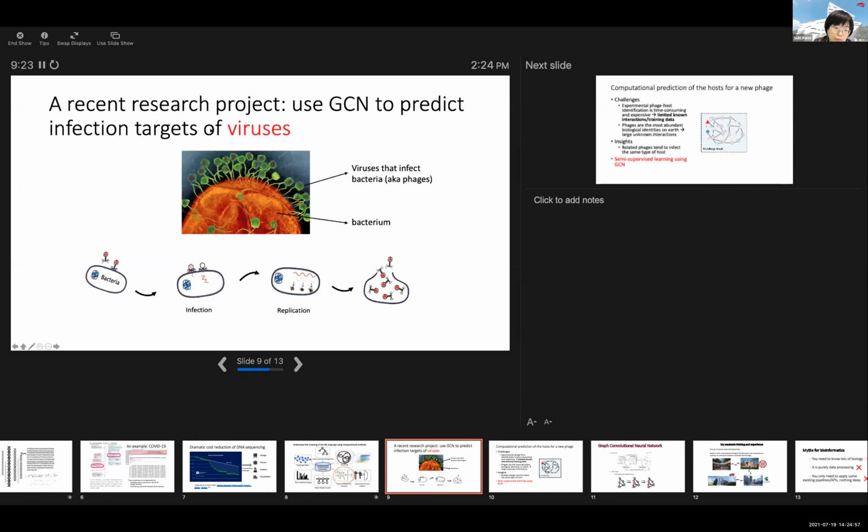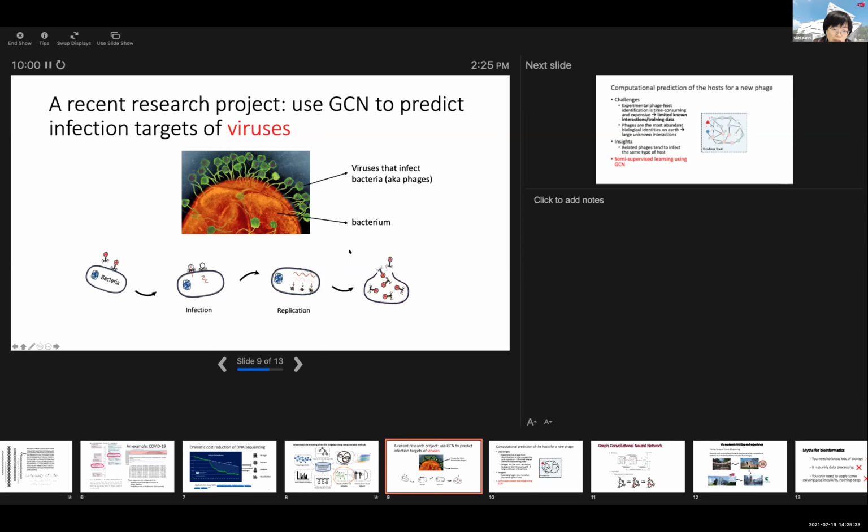Okay, so let's start from this picture. This is actually an image from an electron microscope. In this image, you can see some green biological entities with tails, right? And then you also see this golden-ish one. Actually, this is a bacterium, and these green entities are viruses, but they are not COVID-19 or those viruses. Instead, these viruses infect bacteria rather than human beings, okay? So we call them phages.